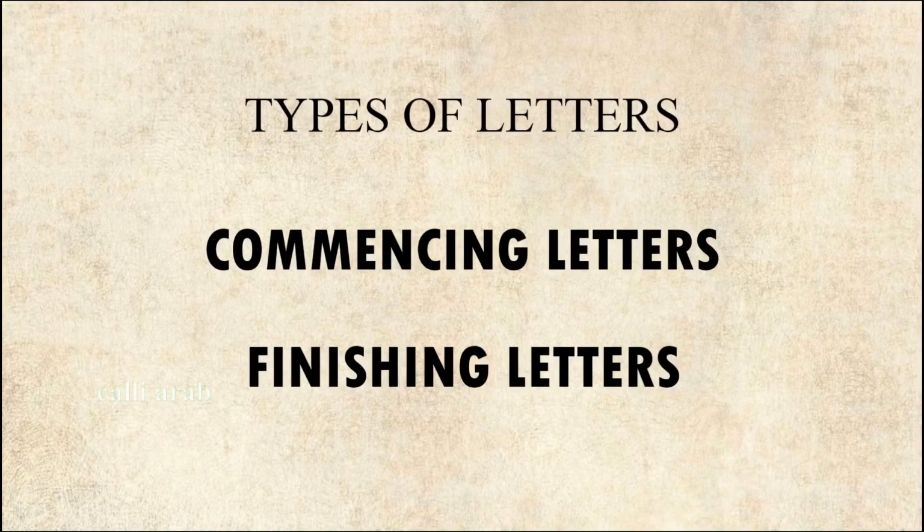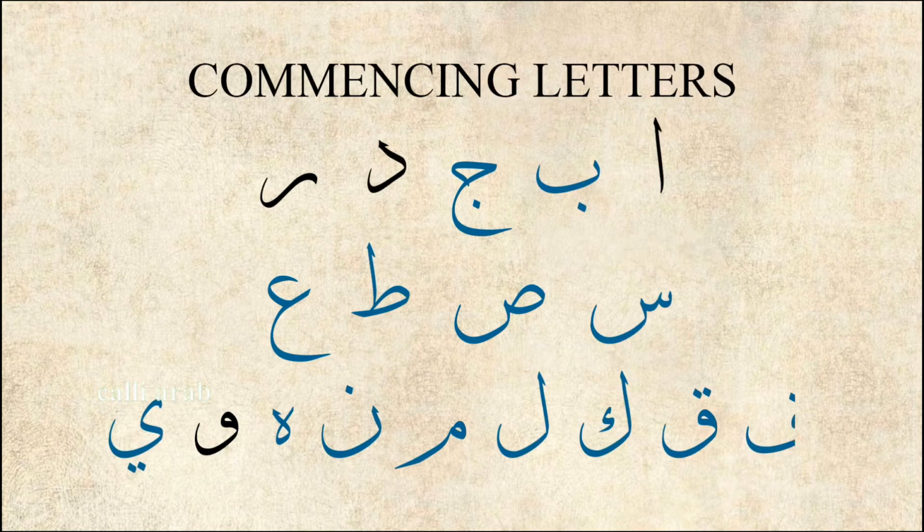Next thing we have to consider is types of letters. There are two types of letters in Arabic calligraphy. There are commencing letters and finishing letters. Commencing letters are the letters which can come in the beginning, in the middle and in the end without breaking a module. A module is a connection of letters.